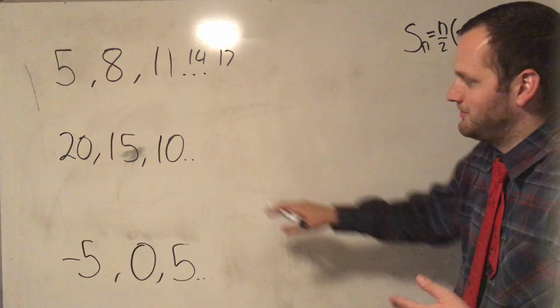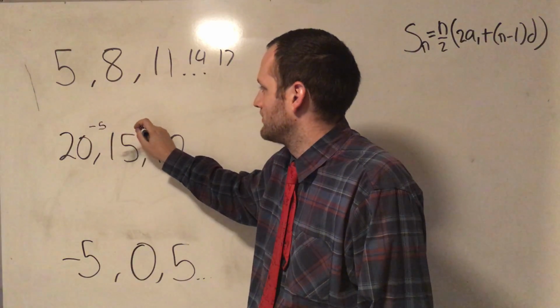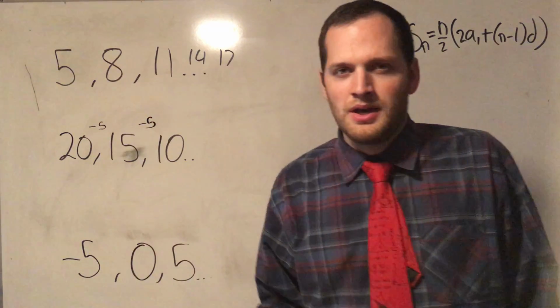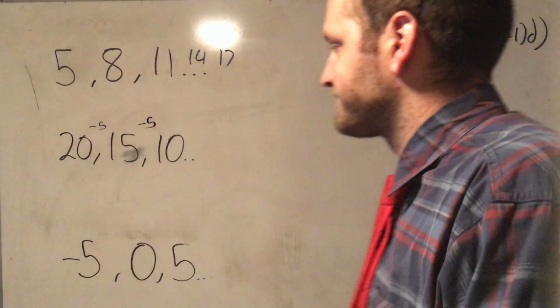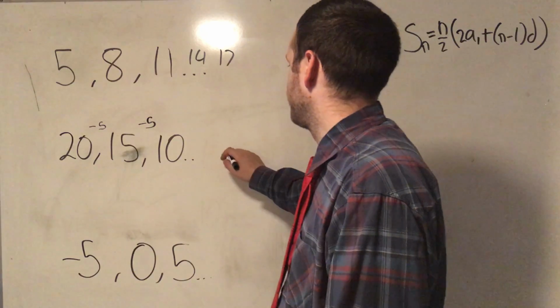Let's try this next one here. It looks like our common difference is -5. We're going down by 5 each time. I want to add together, let's say, the first 50 terms.